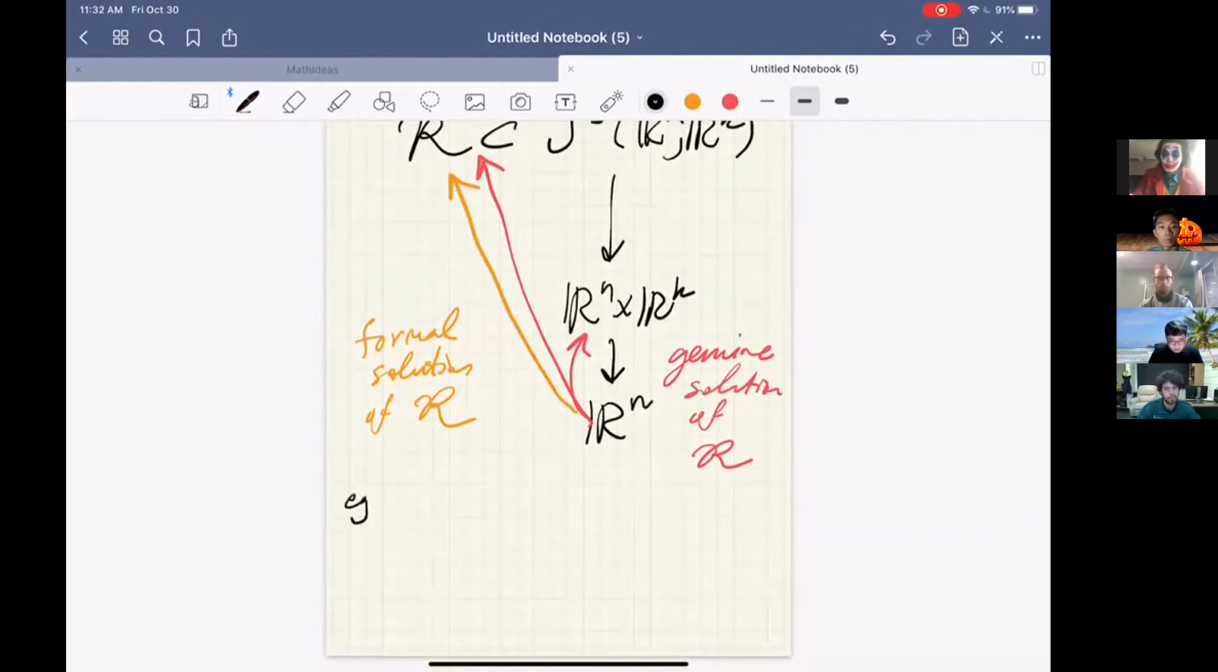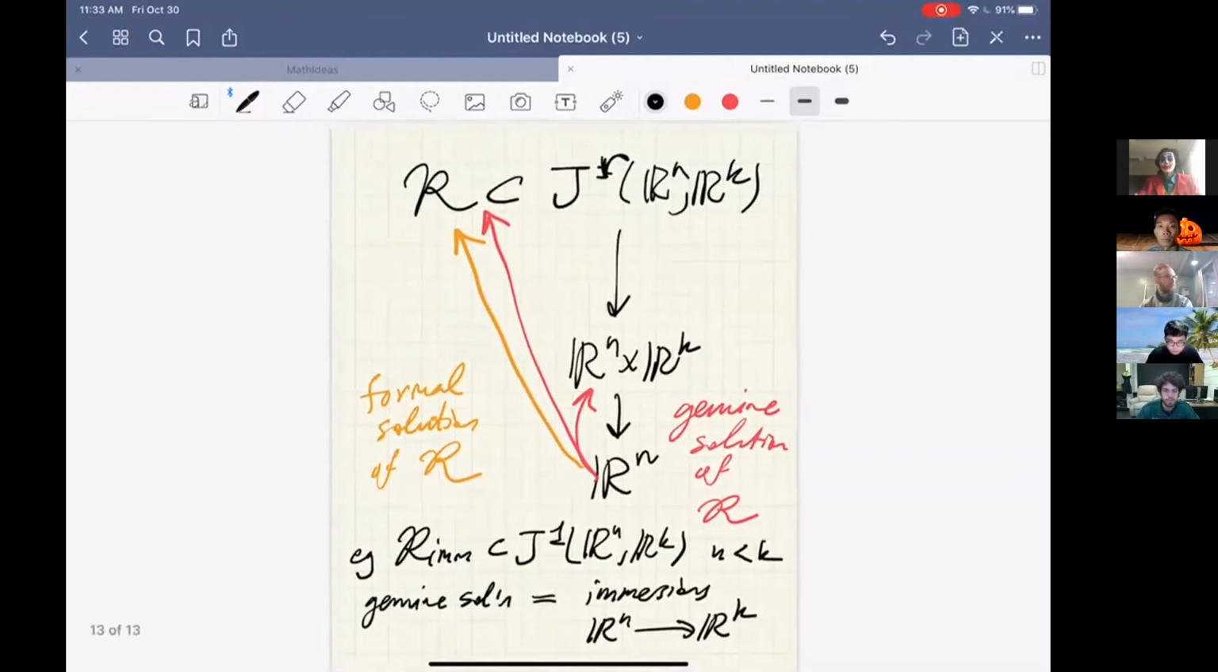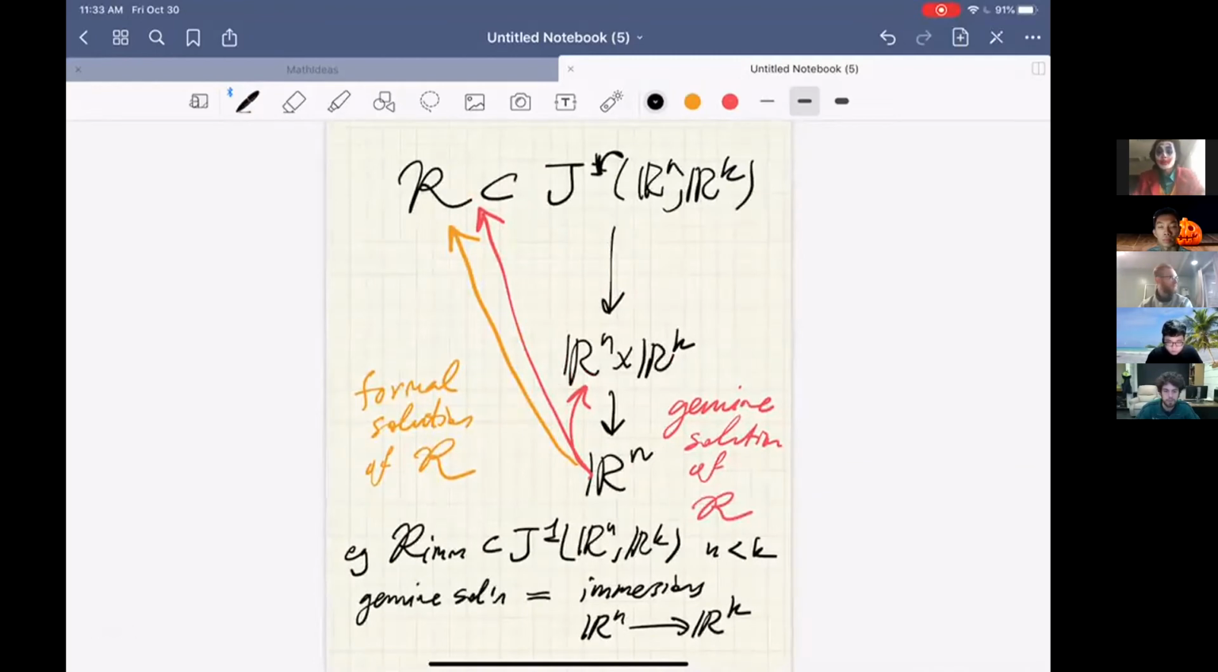So, for example, if we go back to the immersion relation, a genuine solution of this relation is an actual immersion from R^n to R^k. They're actual functions whose derivatives are injective. This is great because that means we now have this formalism set up to study PDEs and PDRs topologically and geometrically. There's spaces.